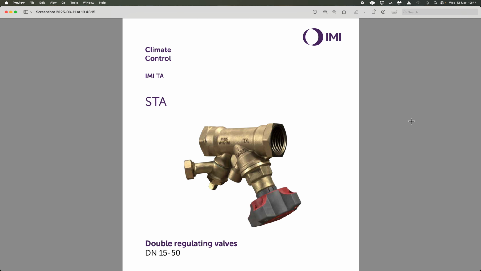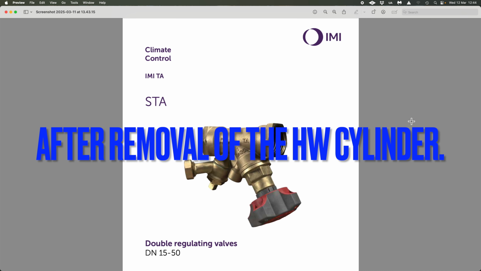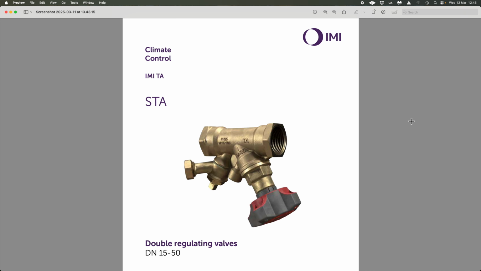Now, again, this is incorrect, but what I found after doing surveys on these properties is that they just capped off the cold water supplies and didn't take them back to the main risers, the main riser pipework going up to the cold water storage tanks.